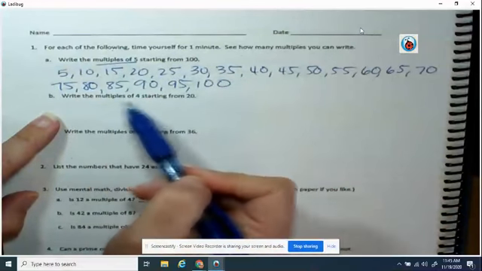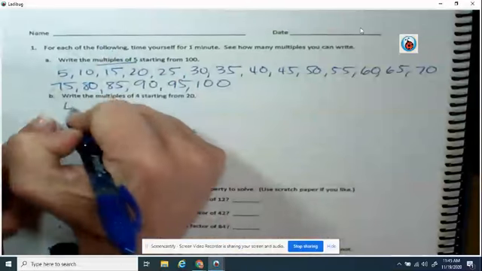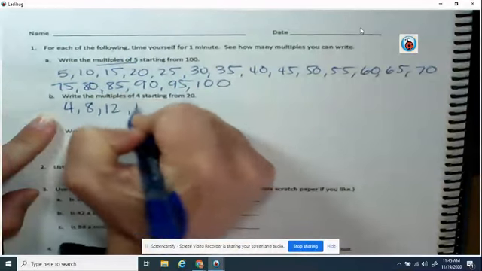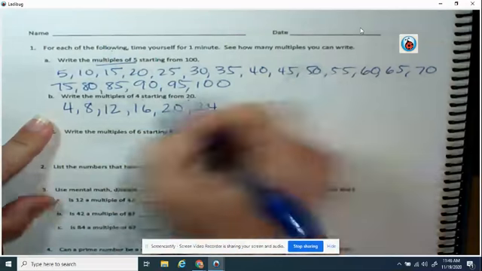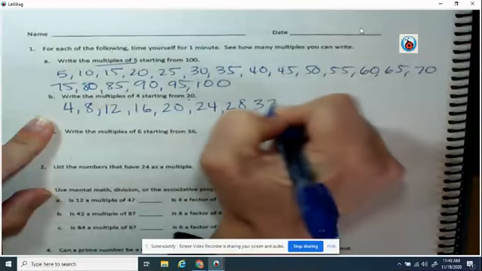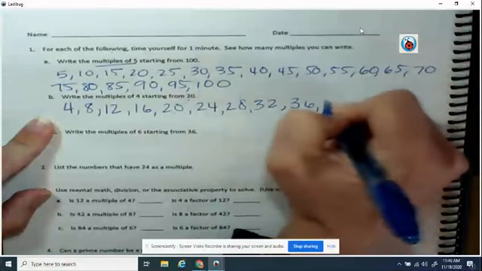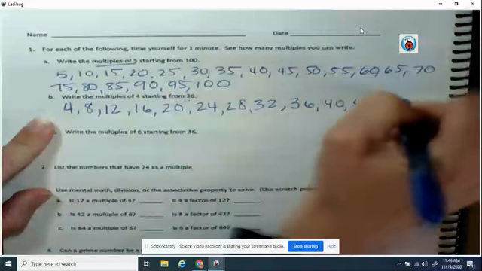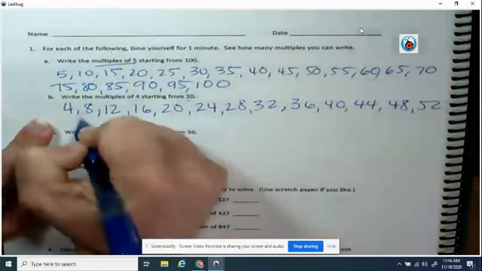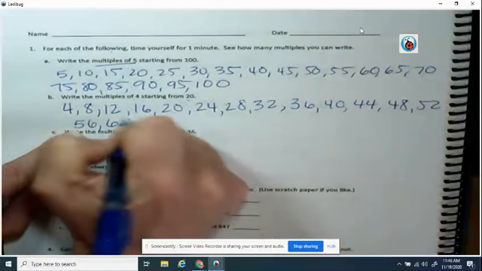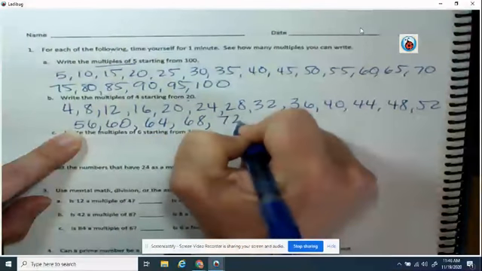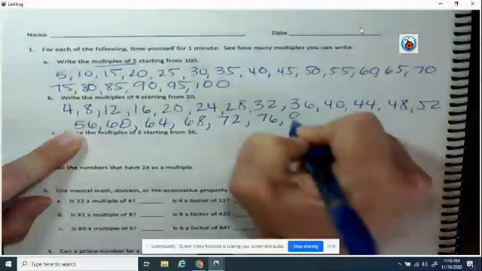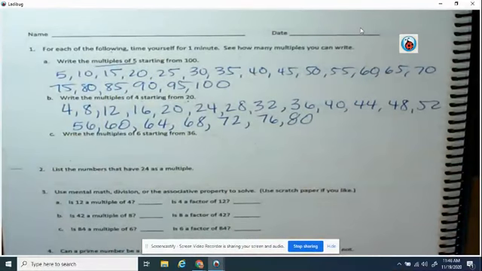All right, write the multiples of 4 starting from 20. Okay, so 4, 8, 12, 16, 20, 24. Oh, it said only to go from 20. Okay, so 24, 28, 32, 36, 40, 44, 48, 52, 56, 60, 64, 68, 72, 76, 80. Okay, so I'm going to stop there. So there's our multiples of 4 starting from 20. Really, we started from 4, but that's okay.